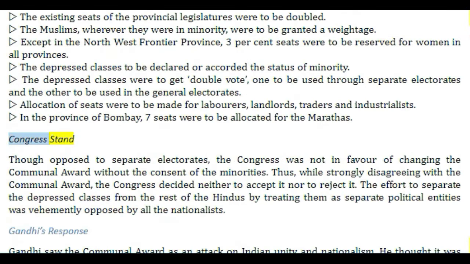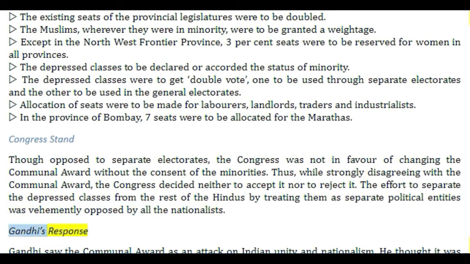Congress stand. Though opposed to separate electorates, the Congress was not in favor of changing the communal award without the consent of the minorities. Thus, while strongly disagreeing with the communal award, the Congress decided neither to accept it nor to reject it. The effort to separate the depressed classes from the rest of the Hindus by treating them as separate political entities was vehemently opposed by all the nationalists.